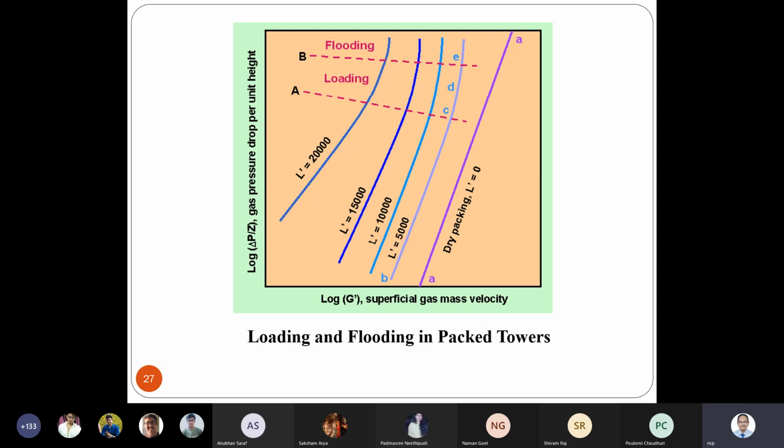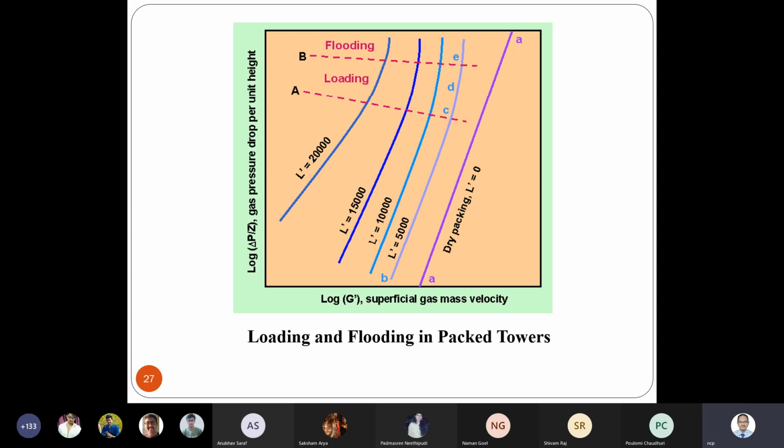Now again, as you come in between this A and B line, you will see that with a little increase in gas velocity, there is a sharp change in the slope of this line. The slope is gradually increasing more and more with increased gas velocity, but not very high. A small change in gas velocity gives a large change in the slope, so the line becomes more and more steep.